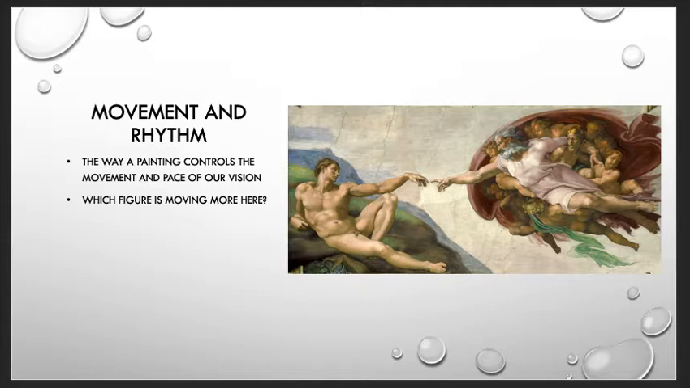But the way a painting controls the movement and pace of our vision is something that we want to take into account because, for instance, if we're looking here and we're saying, okay, Adam is somewhat stationary and God is moving, we could make an argument, is he moving away from Adam? Has he already touched his finger and he's moving away? Or is he moving toward him to breathe life into him? So we could kind of argue either way. But either way, God is the one moving and Adam is not.